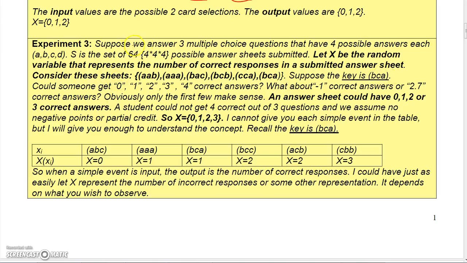So, if you're going to answer 3 questions, could someone get 0 correct answers? Sure. Could someone get 1 correct answer? Yeah. 2, 3, not 4 though, because there's only 3 questions. So you could get anything from 0 to 3. I've got that written right here. You could get 0, 1, 2, or 3 correct answers. So basically, we're saying that X can be anything from 0, 1, 2, or 3.